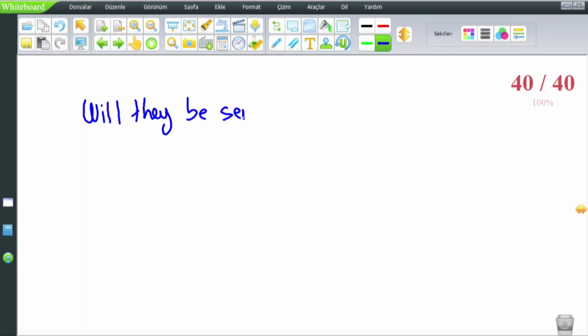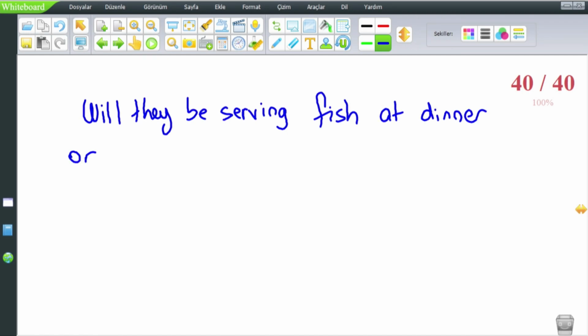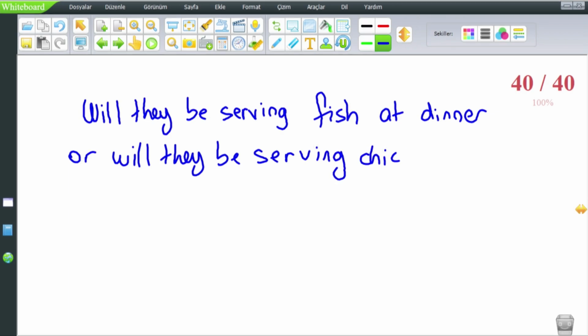Will they be serving fish at dinner, or will they be serving chicken?